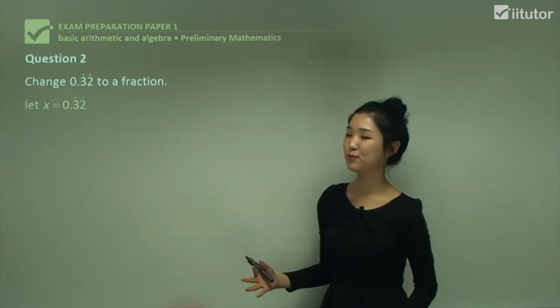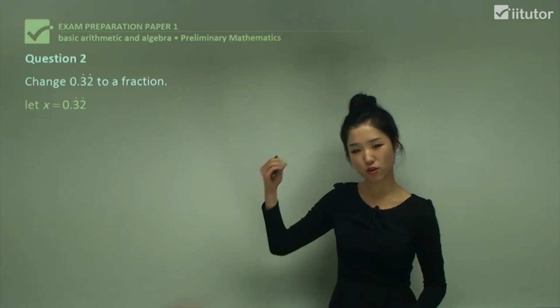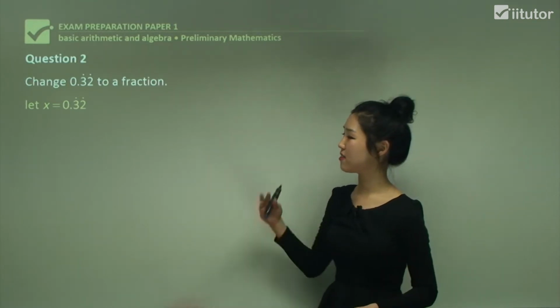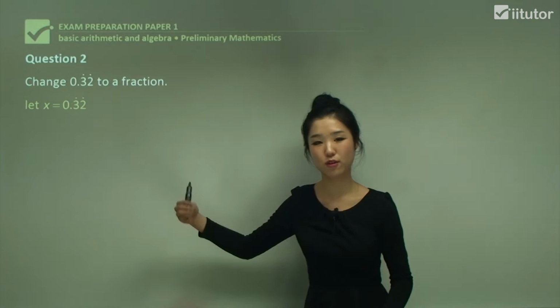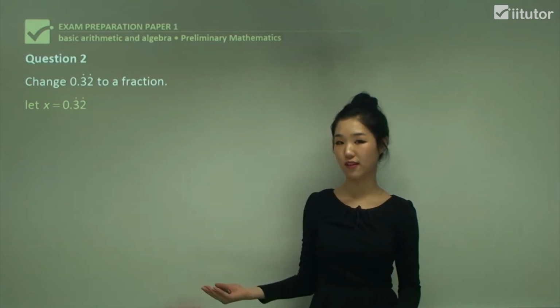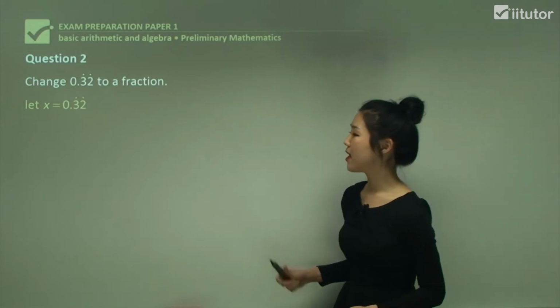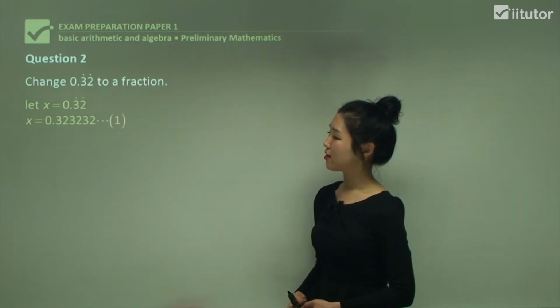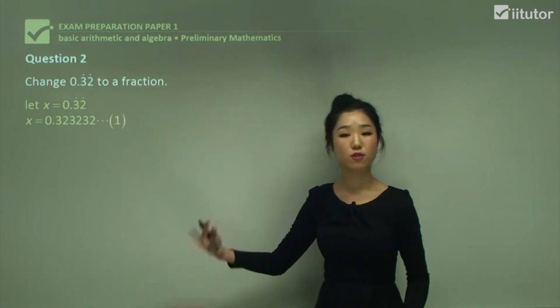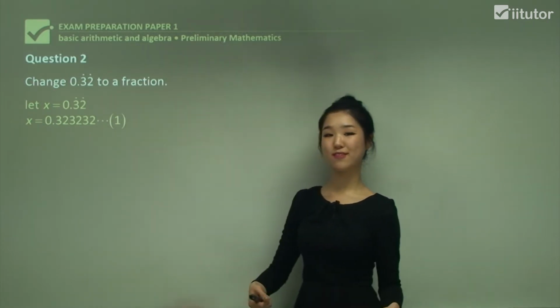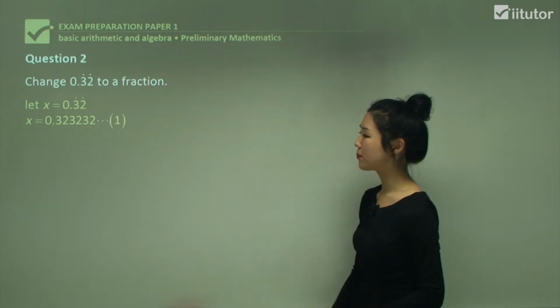Well, I'm going to let 0.32 with the dots on top be x, like we did for the previous question. And you should know that this is 0.323232 recurring on and on infinitely. Okay, so this recurring stuff should be all clear to you. So I've let that be that. So x is going to be 0.323232 as I said, and I'm going to label that 1 like we did in the previous question, just so I can refer to it.